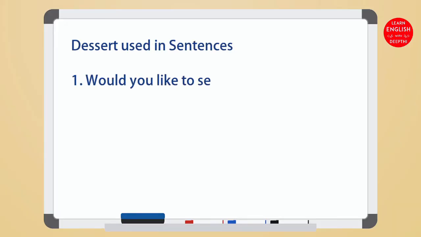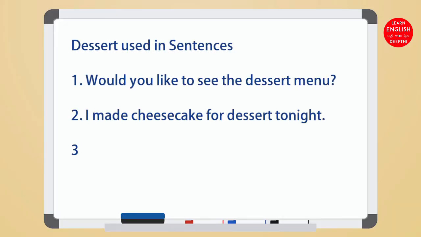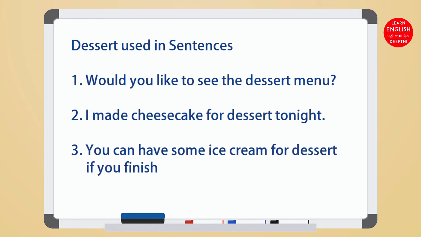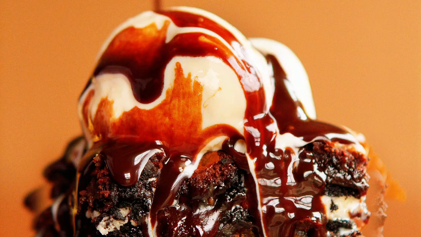Here are a few examples of how to use this word in a sentence. Would you like to see the dessert menu? I made cheesecake for dessert tonight. You can have some ice cream for dessert if you finish your meal. So all these sentences refer to a sweet treat after a meal.